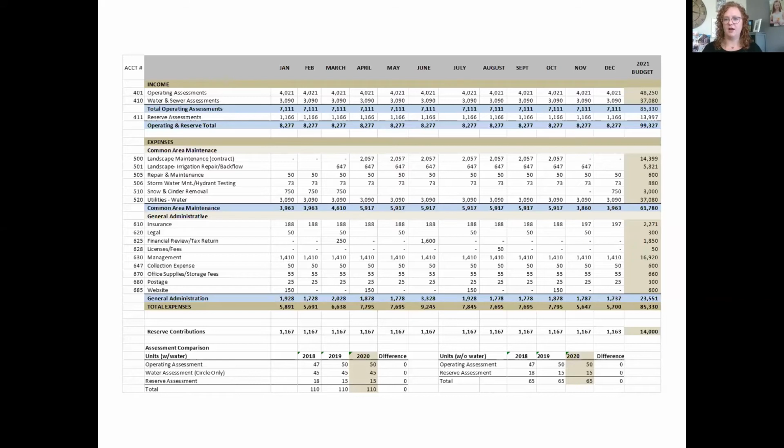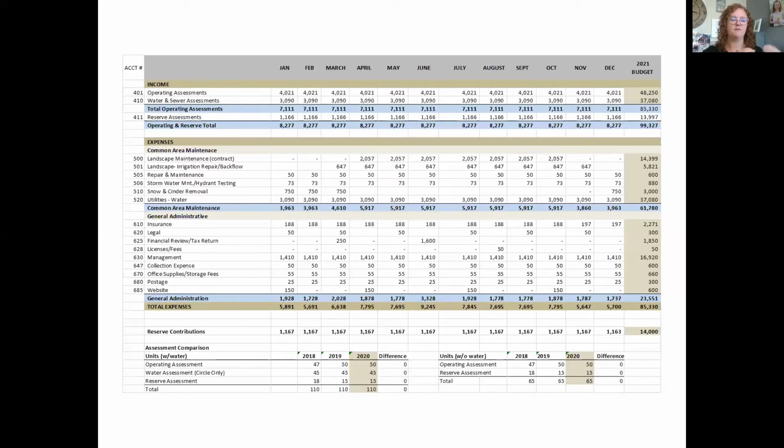This particular example that we pulled in, the community pays for water. So they have units that have that expense and some units that don't. Every community really is going to look unique in what your budget looks like, but this is the general format that you're going to see from our managers.